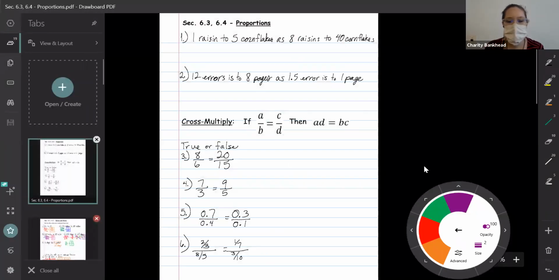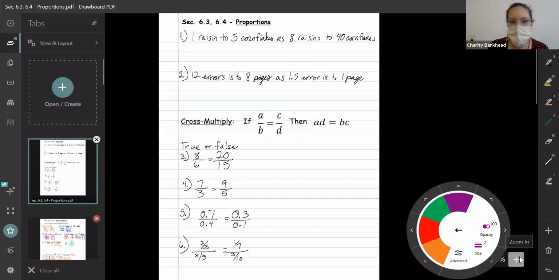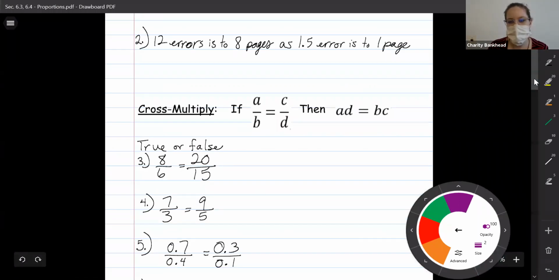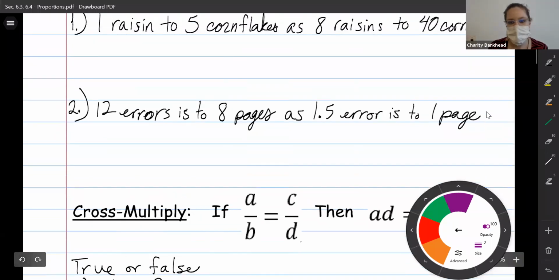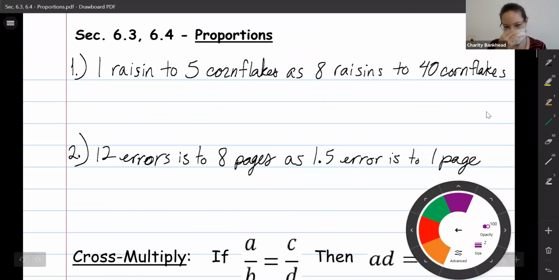All right. So next we'll talk about proportions. A proportion is when you have one ratio set equal to another ratio. So 1 raisin is to 5 cornflakes as 8 raisins is to 40 cornflakes. To write that as a proportion, you would write 1/5 equals 8/40.